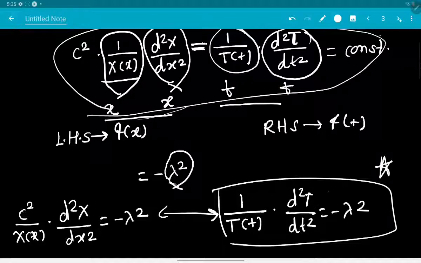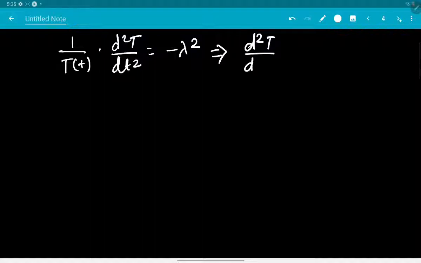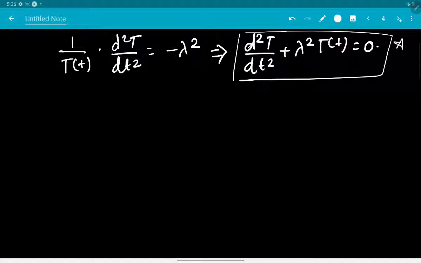So let's start with that equation. What is that equation? It is (1/T(t)) d²T/dt² equal to minus lambda square. I can rewrite this as d²T/dt² plus lambda square T(t) equal to 0. This is the differential equation that I have, and I know how to find the solution of this. It is very similar to what we have been doing so far.